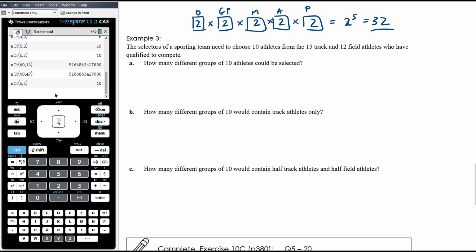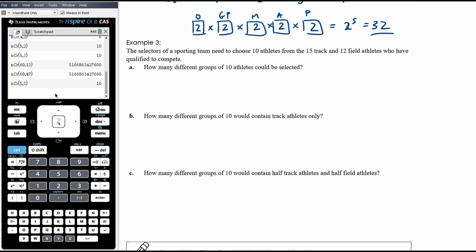All right, example 3. The selectors of a sporting team need to choose 10 athletes from the 15 track and 12 field athletes who have qualified to compete. How many different groups of 10 athletes could be selected? Okay, so in part A, there are no restrictions whatsoever. We've got 27 athletes to choose from, 15 track and 12 field athletes, and we just want to choose 10, with no specification of how many of each type we want.